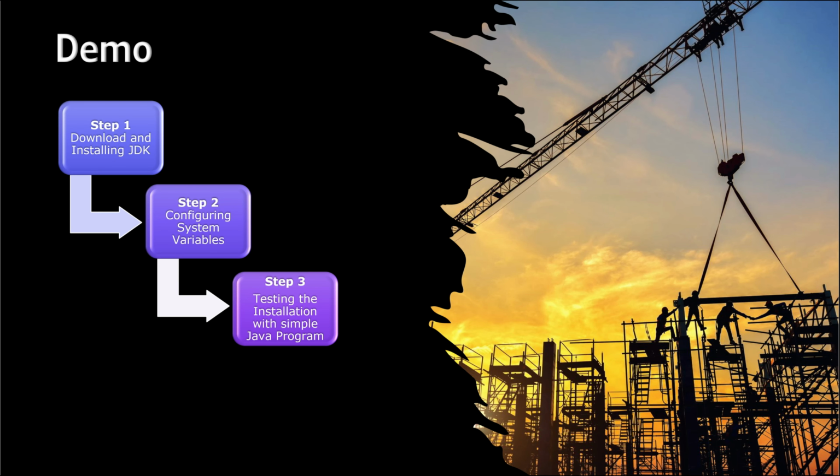So these are all the steps involved in this demo. We have step number 1, 2 and 3. In step number 1, we will be downloading and installing the JDK. In step number 2, we will be configuring system environment variables. And the final step, step number 3, is we will be testing the installation with a simple Java program. Let's begin.